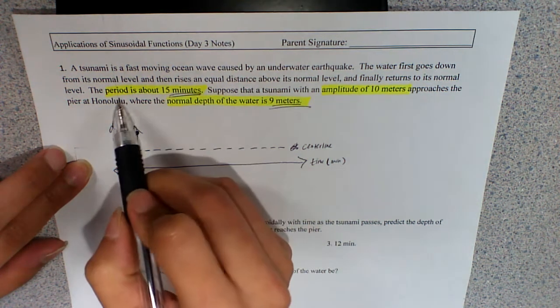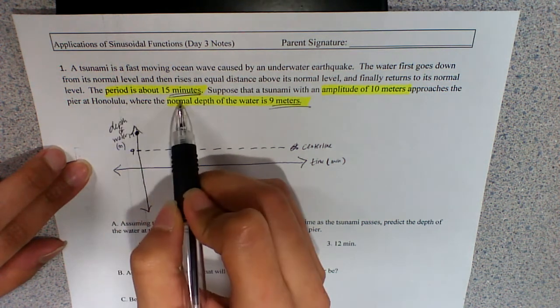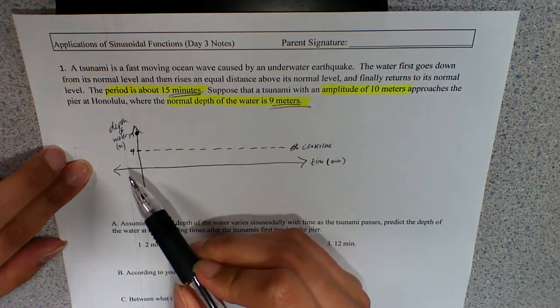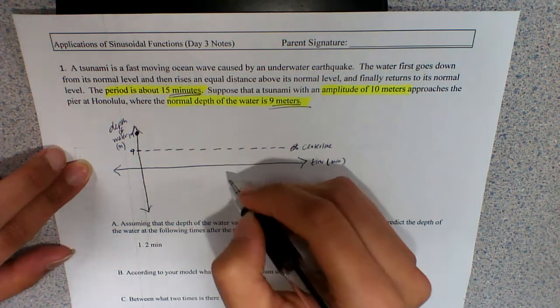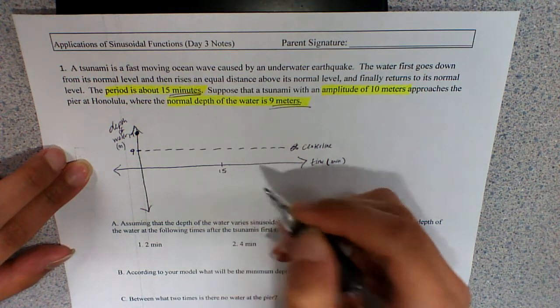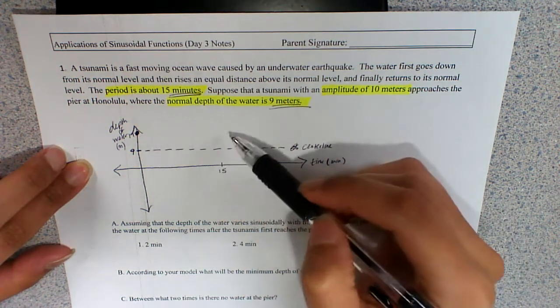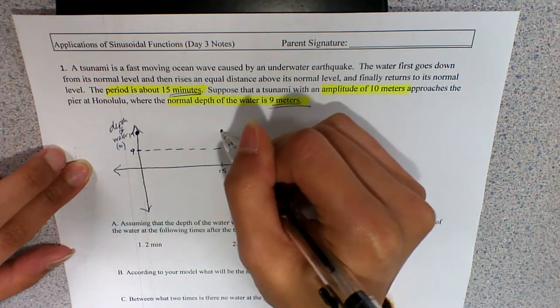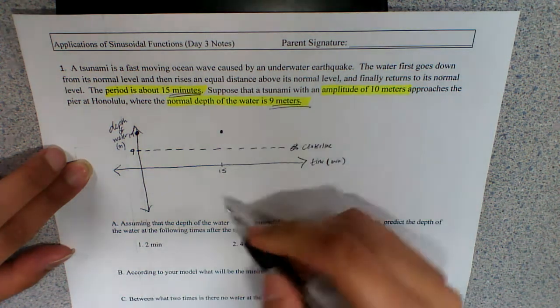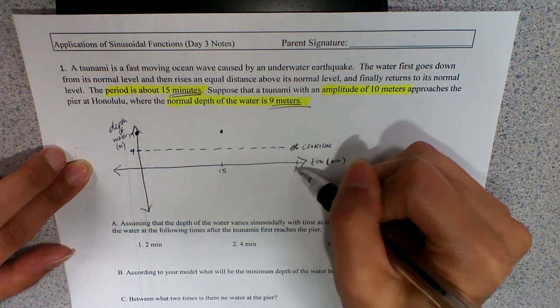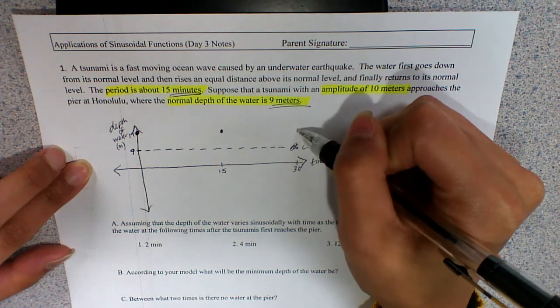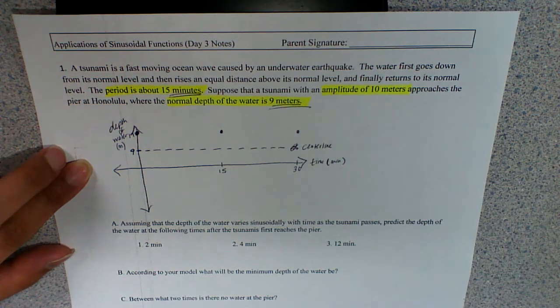Now I can go back and use the period, because if I know the period is 15 minutes, that means it's going to take 15 minutes, so let's say here's about 15 minutes, to get back to that same high point, which is at 19 meters. So there you go. And if you're curious, at 30 minutes, another 15 minutes away, you'll have another high point.